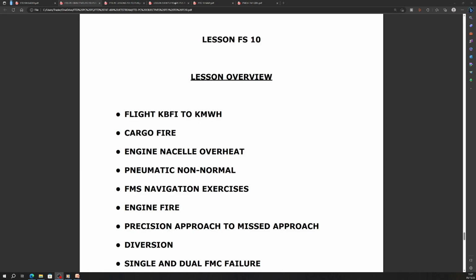So that FTD 10 is normally broken up into 2 periods, 2 hours for the first student, 2 hours for the second period. It's the same lesson basically with a few modifications. And then at that point, once they get done with that lesson, then it's time to go on to the full flight simulator after they complete FTD 10. So with that, let's look at the lesson overview for FTD-PC FS number 10.